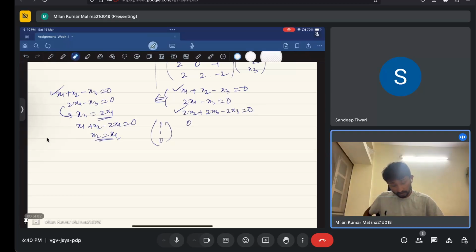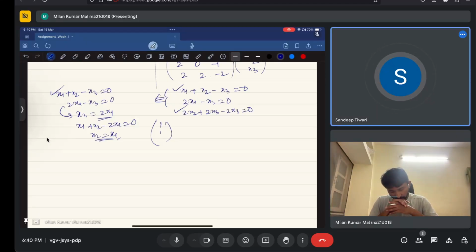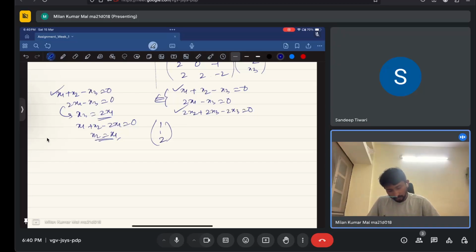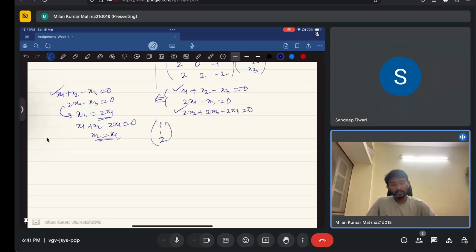Is there a second eigenvector? There is only one eigenvector, not two, because x1 equals x2 and x3 equals 2x1. So that means if we fix x1, we get all the other coordinates, so the eigenspace is one-dimensional.